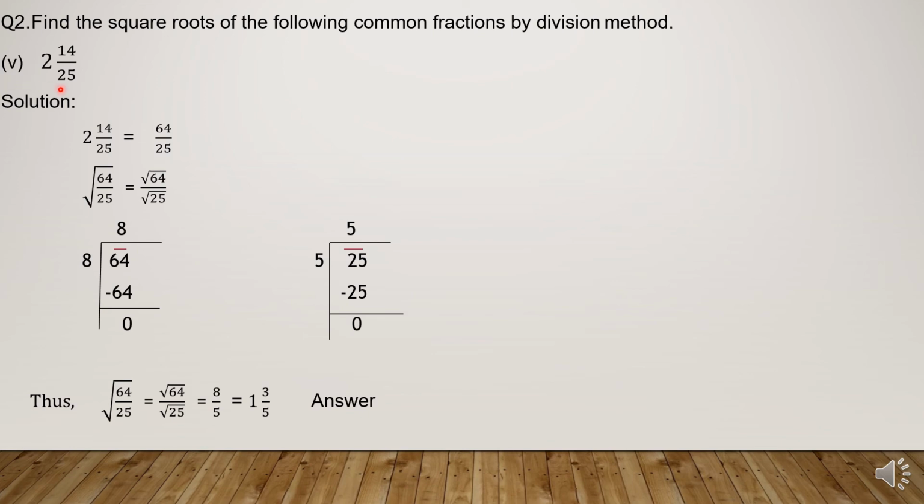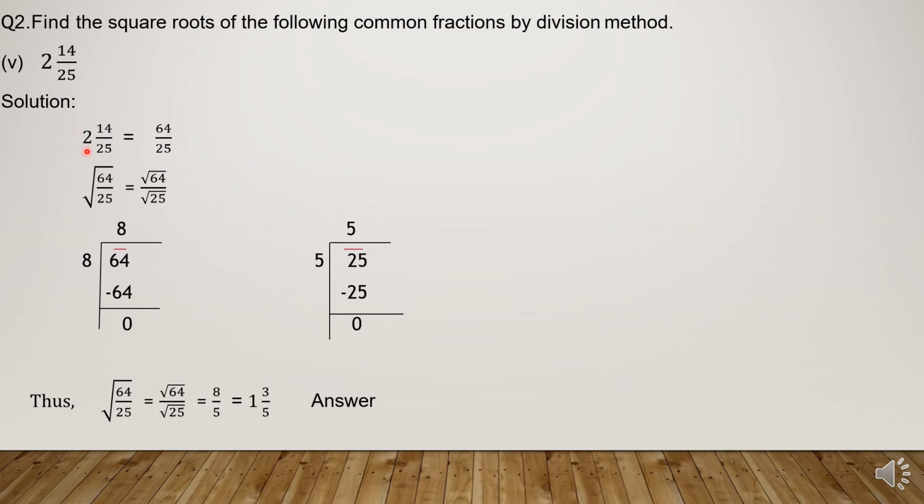Part number 5. In this part a mixed fraction, a compound fraction, a mixed number is given to you. That is 2 whole 14 by 25. Let's start the solution. First of all rewrite your question. Then you convert this mixed number into an improper fraction. How will we convert a compound fraction into improper? 25 will multiply with 2 and added with 14. 25 2s are 50. 50 plus 14, 64. And 25 will come as it is.